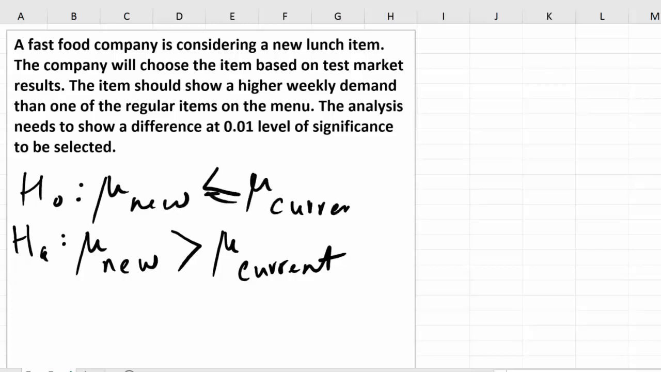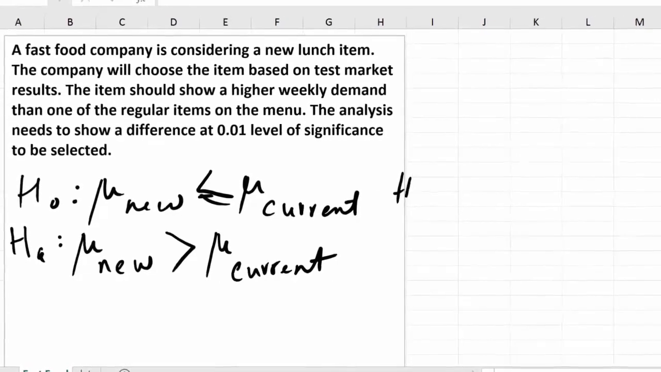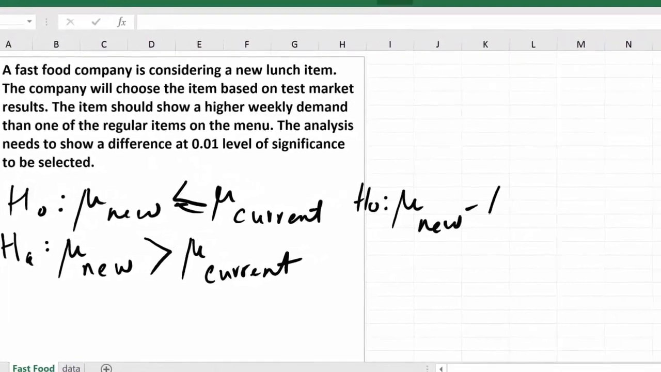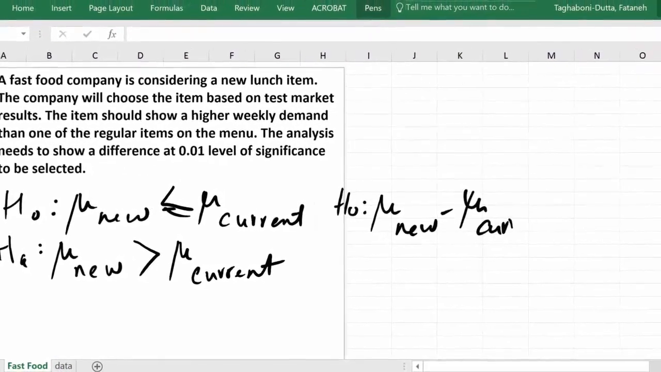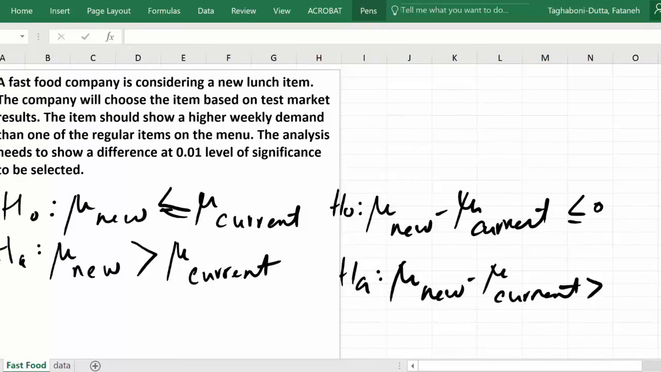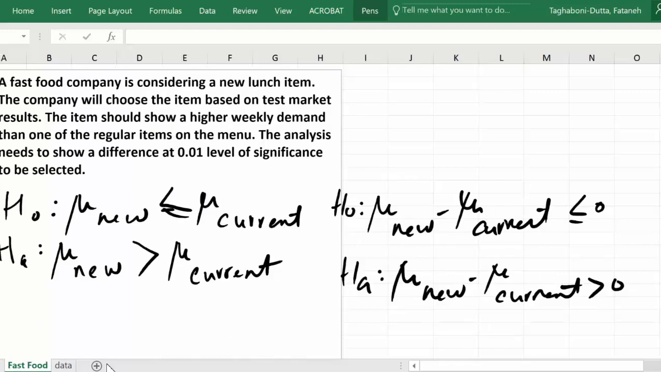Once I have it written this way, I know that we're looking for mu of the new minus mu of the current is less than or equal to 0, and the alternate is the other way around: mu new minus mu current is greater than 0. So now we know we are doing a one-tail test, and we are looking at differences of being 0.